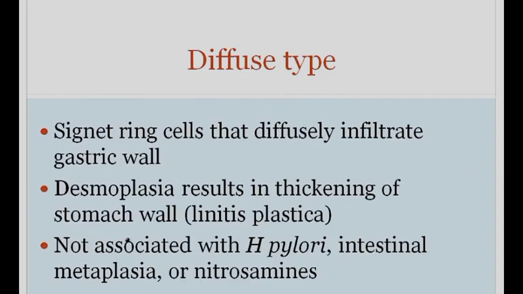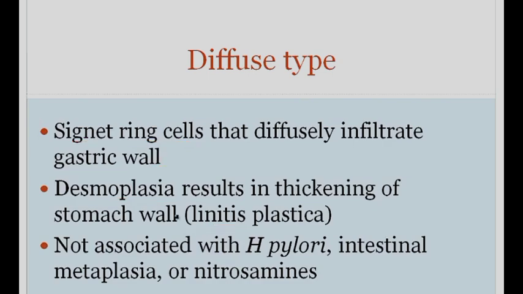Now the second type of stomach cancer, which is much less common but is super important and super high yield on board exams, is called the diffuse type. In the diffuse type, you get signet ring cells that diffusely infiltrate the gastric wall. That results in cancer plus a reaction to that cancer, called desmoplasia, which results in a thickening of the stomach wall, creating something called linitis plastica.